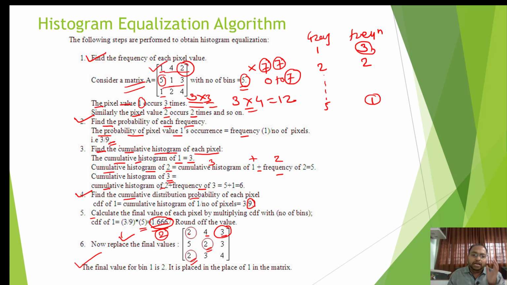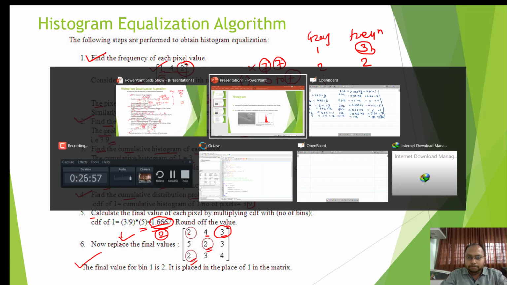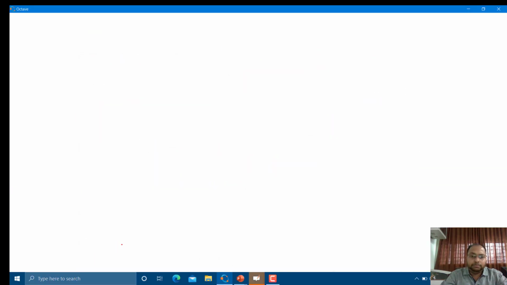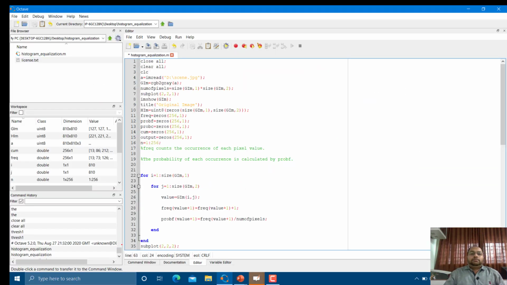Now let us do it using MATLAB or Octave. Let us do this by means of a program. Is that fine? Okay, so let us go to the program. Okay, so this is my program. Fine. So we have gone for the histogram equalization. Okay, so focus over here.